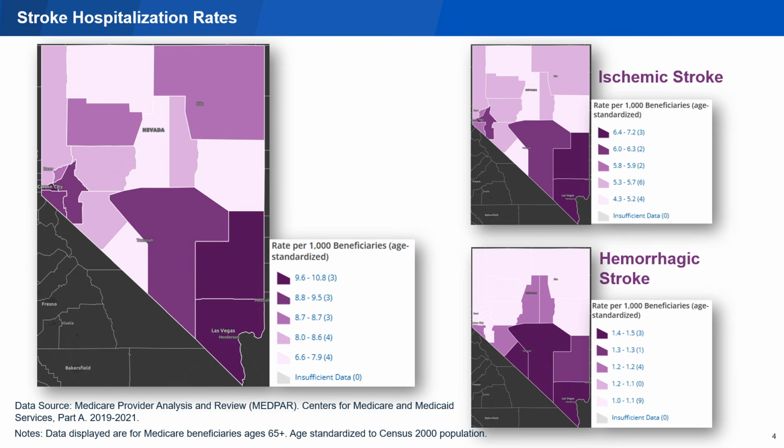We can also map stroke hospitalizations. Similar to stroke mortality, we can look at this by overall stroke hospitalizations and specifically ischemic or hemorrhagic stroke hospitalizations. As you create more maps, you may continue to notice patterns that inform your work.